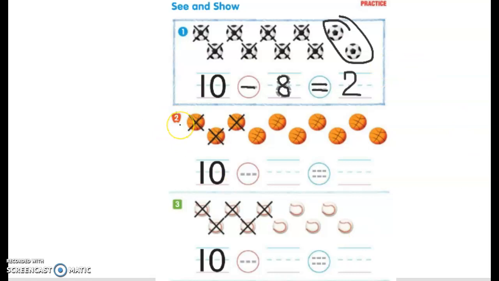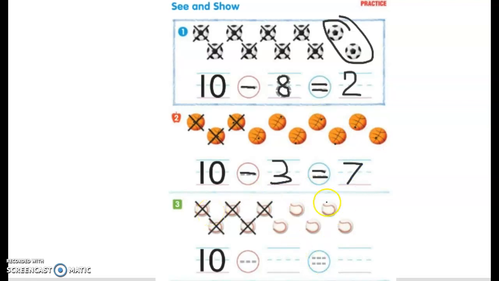All right, let's go to number 2. Let's do this one by ourselves. They haven't told us how many they crossed out. They put the 10 for us. We're going to trace the minus. Now, how many basketballs did they cross out? 1, 2, 3. 10 minus 3. Trace our equal sign. How many basketballs are still there? 10 minus 3 equals 7.